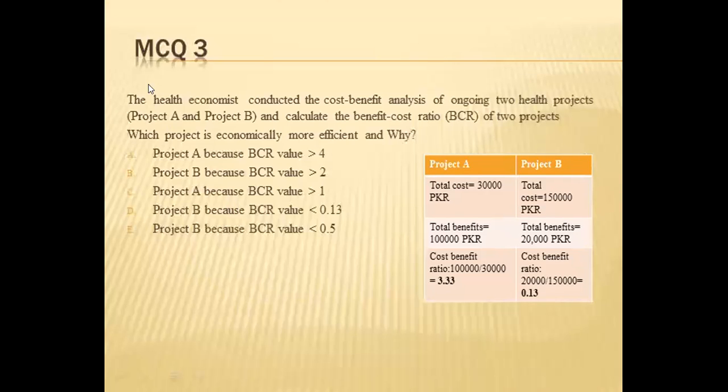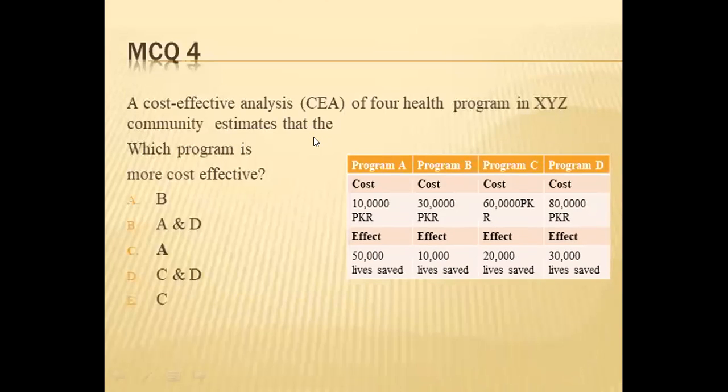MCQ 3. A health economist conducted a cost benefit analysis of two ongoing health projects and calculated the benefit cost ratio, BCR, of the two projects. Which project is economically more efficient and why? Project A 3.3 and project B 0.13. What will be the correct answer? C is the correct answer. Project A, because its BCR value, or benefit cost ratio, is more than 1, which is 3.3. Therefore, it is economically more efficient because it has a value more than 1.